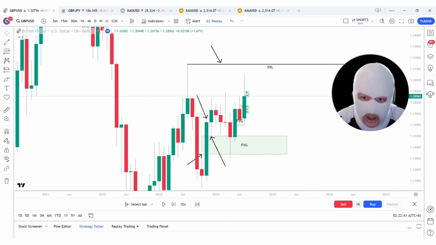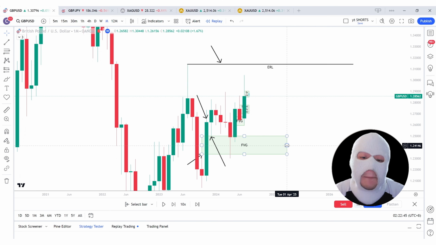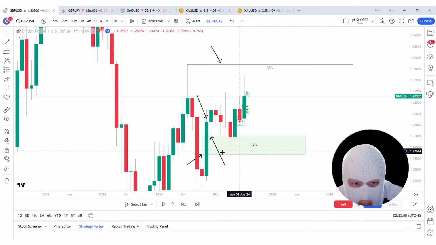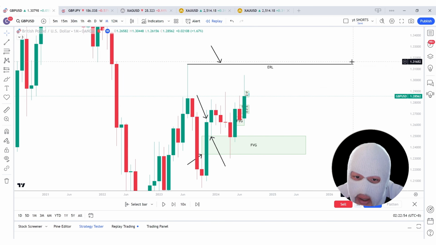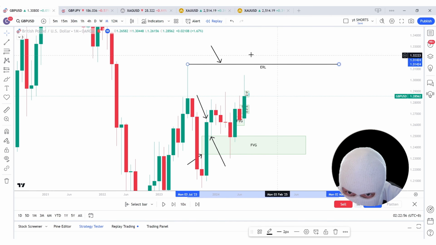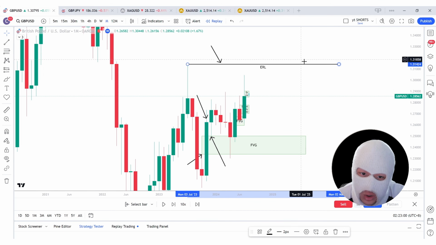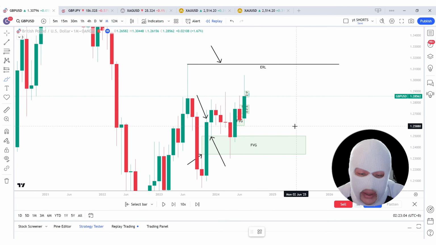This is the monthly chart on GBP US dollar. And you can see right here, we have a monthly bullish fair value gap created by these three candles over here and a monthly swing high as shown over here. This is our monthly context: IRL based on monthly fair value gap to ERL, the swing high.